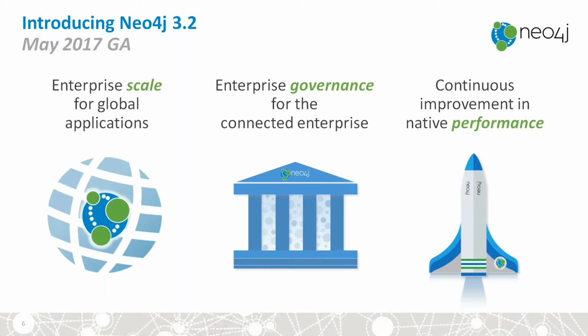So in 3.2, the themes that we're tackling here are continued investment in the scalability of the environment. In this case, support for multi-data centers and multi-data center awareness for these global applications that we think we're delivering. Continued investment in the governance capabilities for the connected enterprise, quote unquote, as well as our continuing drive to make Neo4j the most performant native graph database on the market. So you'll see a number of very cool elements here that we've added to improve performance.